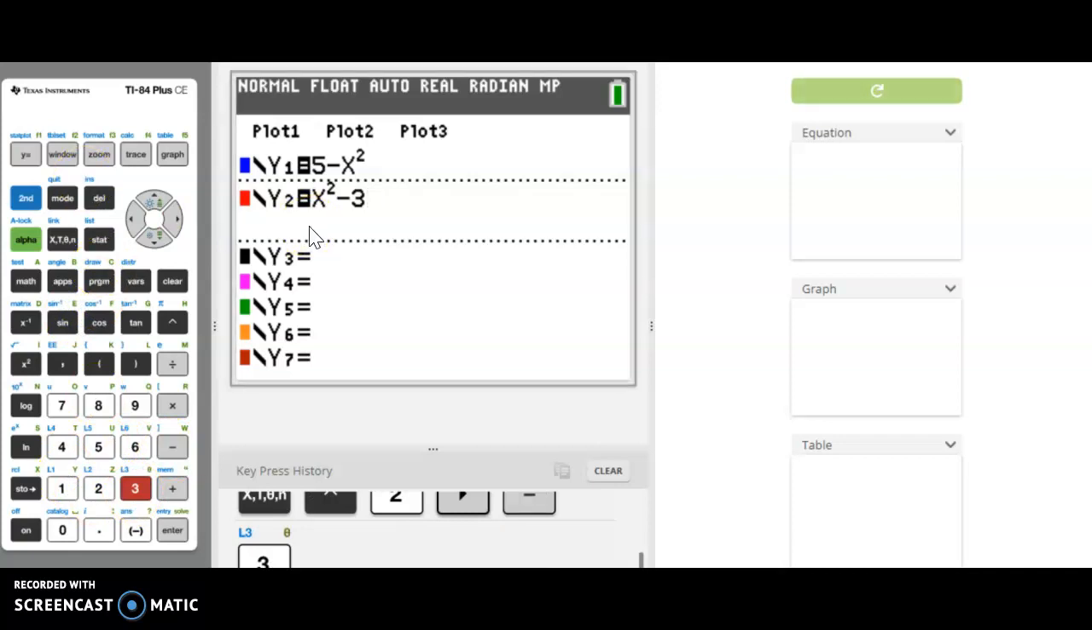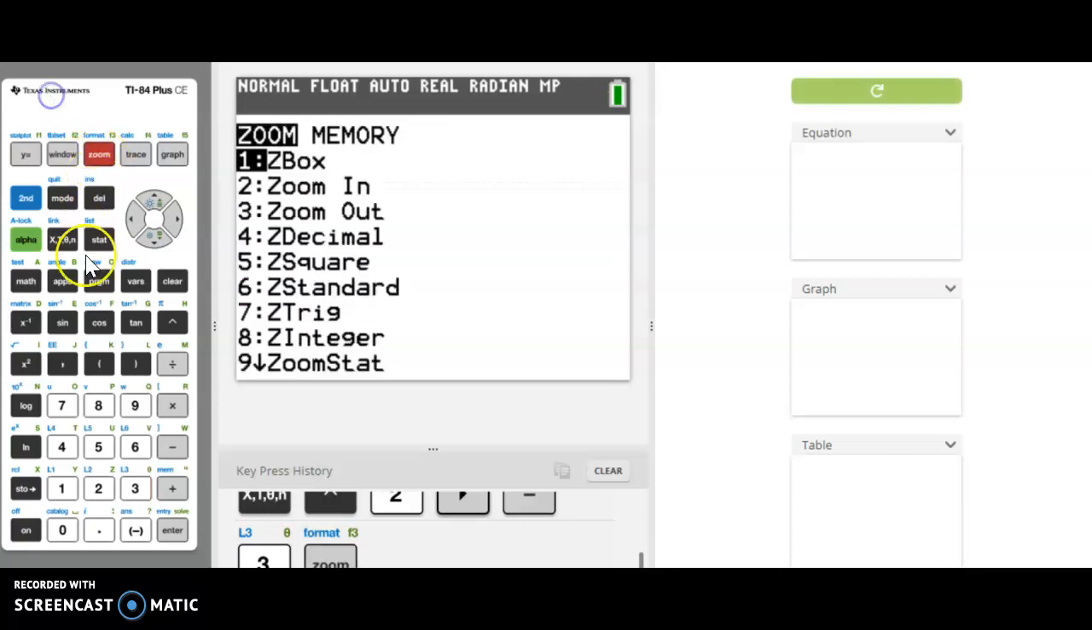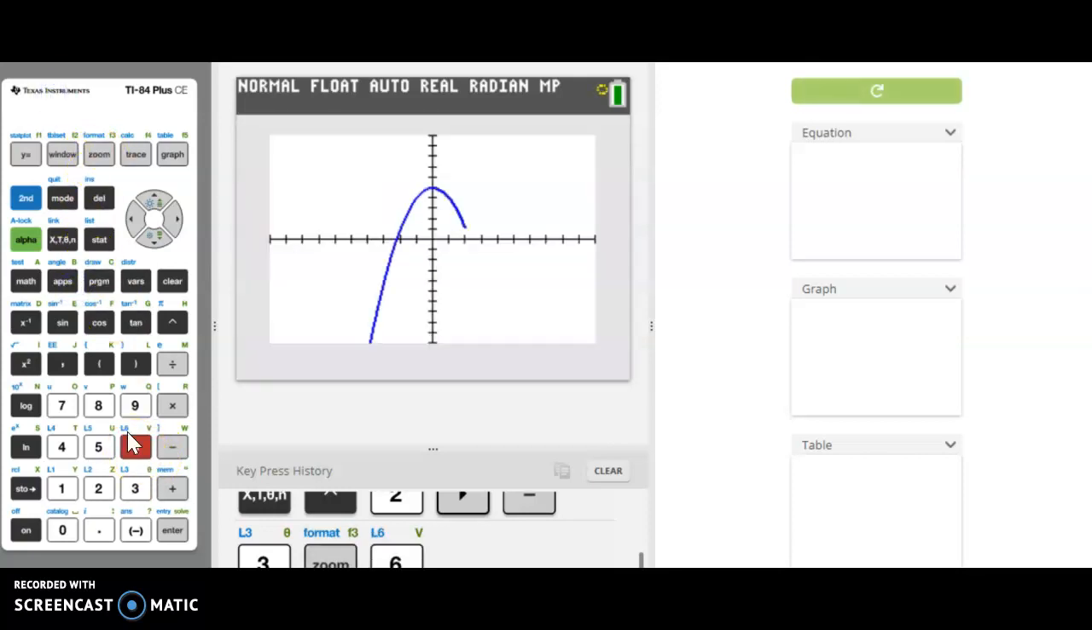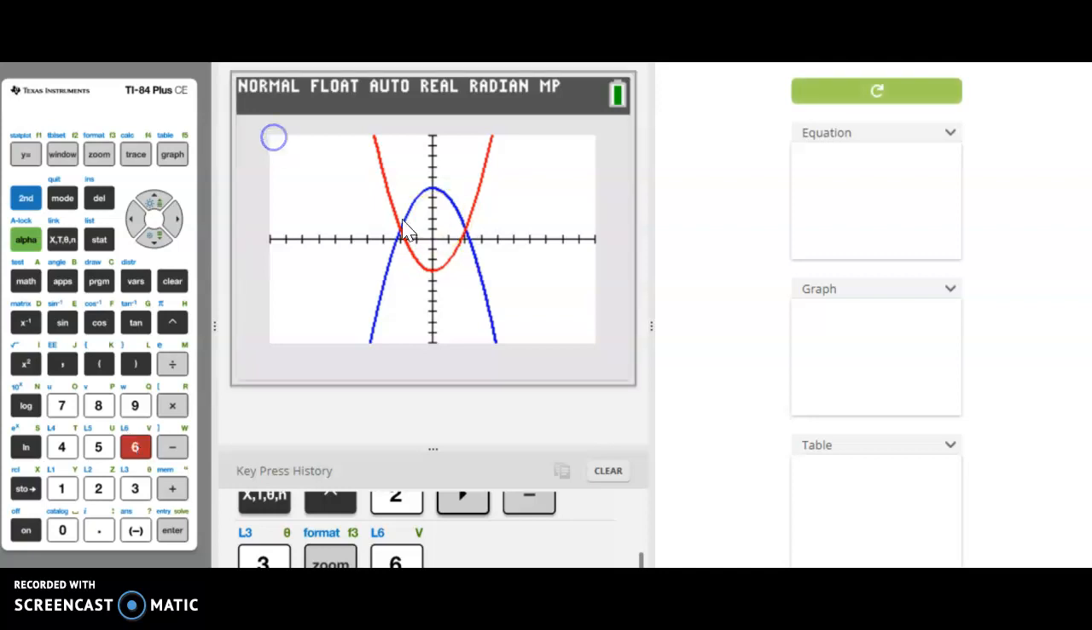I always try a zoom 6 first when I'm graphing things, unless I have other contextual clues. And I don't here, so I'm going to hit zoom 6. Boom and boom. So this gives me a pretty good window. I'm not going to change the window for this one. You can see that the graphs hit each other here and here. It looks to me like it's -2 and 2, but I'm going to check anyway.